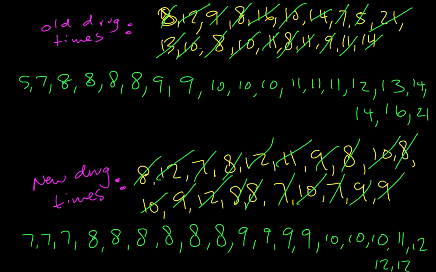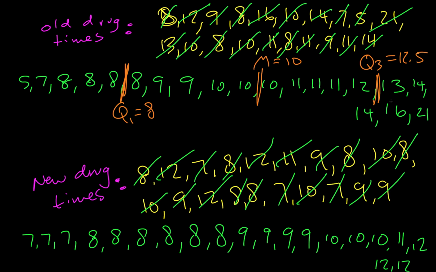Now, the reason why we did that is because we want to do a box and whisker plot, and we need to get the information for all of this. So there are 20 numbers, so 10 and 10. 1, 2, 3, 4, 5, 6, 7, 8, 9, 10. So that's our median, which is 10. And if we cut that in half, it's going to be 5. So our Q1 is equal to 8. And then 1, 2, 3, 4, 5. So our Q3 is equal to 12.5 because it's in between a 12 and a 13.